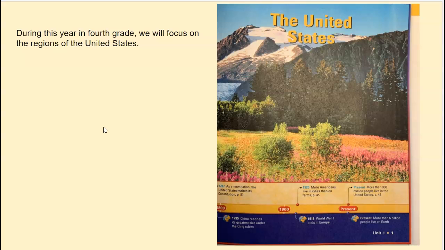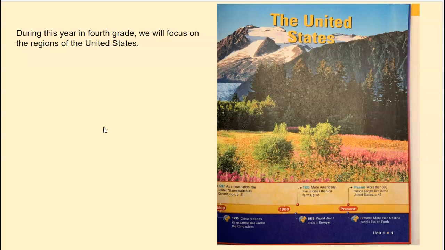Above in the United States in the blue, in 1920, more Americans live in cities than on farms. So they're living in an urban area, not a rural area, because we know that cities are in an urban area and farms are a rural area. Below, in 1918, World War I ends in Europe. That's the dark blue at the bottom. That's what's going on in the world.